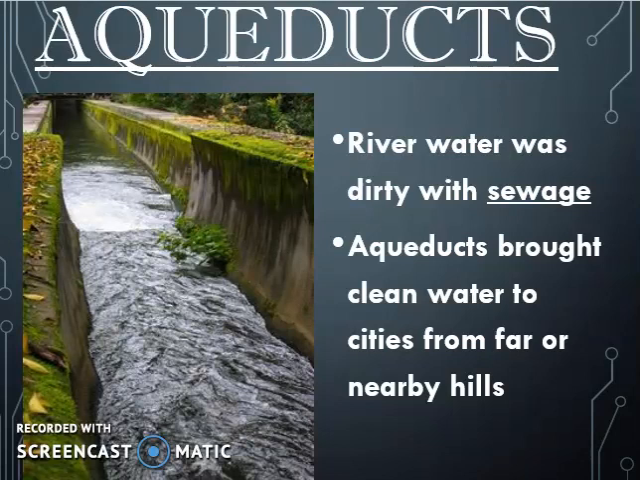Aqueducts. We've mentioned aqueducts already. River water was dirty with sewage. A lot of people lived in the cities. There wasn't great disposal methods for human waste. And so the river water, which ran through the cities, was not always very clean. So aqueducts were used to bring clean water to cities from far or nearby hills.